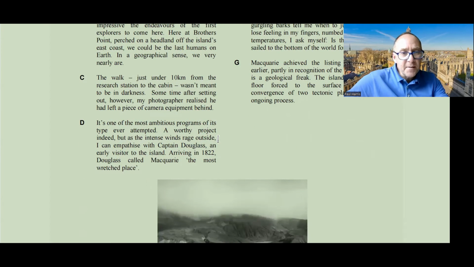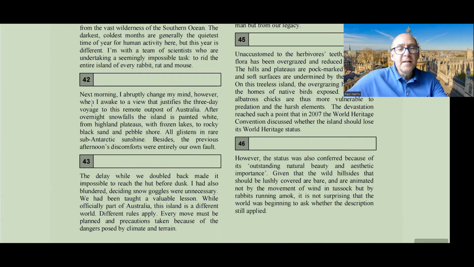Then at the end, we've got this question about Captain Douglas, who referred to the place as a wretched place, and that the author agrees with this thought. Now this will definitely fit with our change of mind when he says here, next morning I abruptly changed my mind. So here he's thinking it's a wretched place, a horrible place, he doesn't want to be there. But the next morning, because of the snow, he changes his mind. The view now of the snow across the plateaus, the lakes, the black sands and Pebble Shore is something completely different. And this is why he changes his mind.